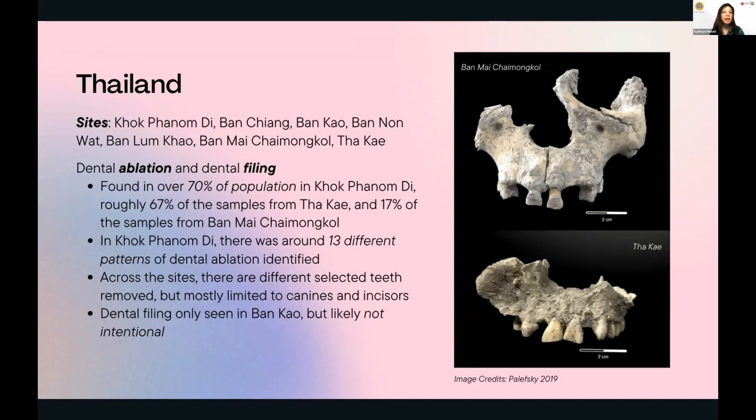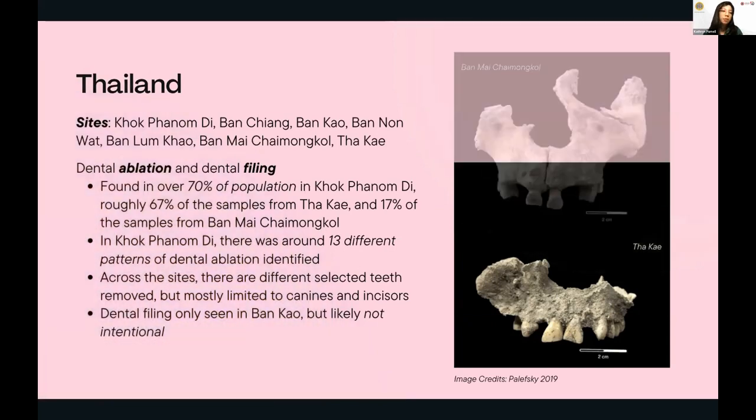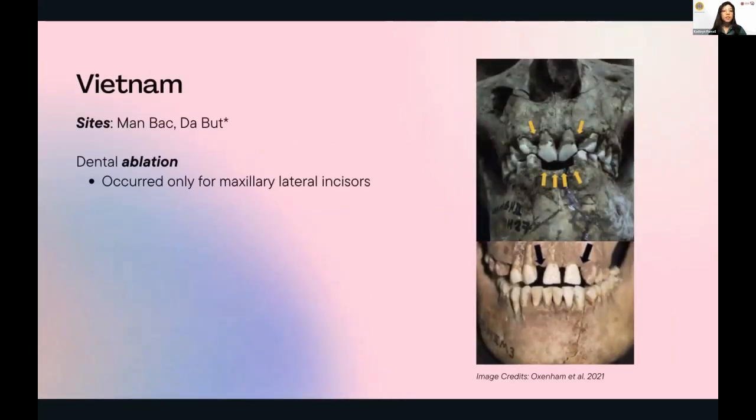It was only observed in Bangkok. Although based on observations of the teeth, it's more likely that the filing was not intentional. Therefore, it was only a passive sort of modification. And then lastly, for the mainland, there is Vietnam. Although technically there were two sites, for the site of Dabut, it's unclear whether the removal of the teeth here was intentional. And so because of that, it's still uncertain.